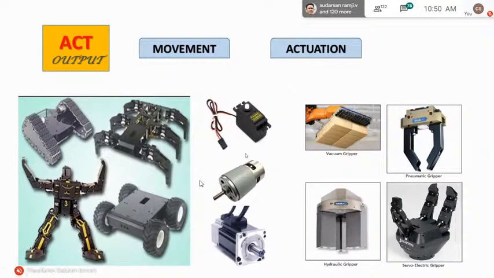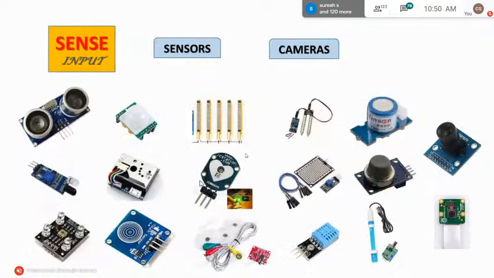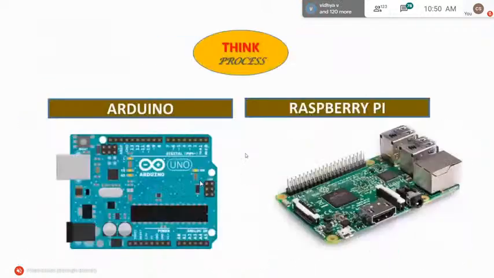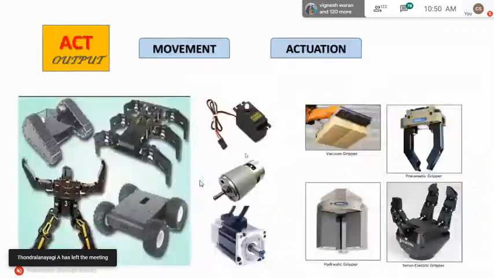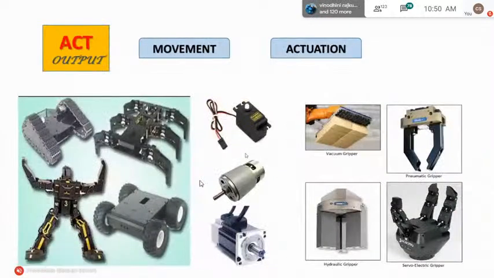So these are the three different kinds of things we will use in real-time robotics. For thinking, we use a type of microcontroller or microprocessor; for sensing, we use sensors and cameras; and for acting, to complete the task, we use some type of motors and grippers.